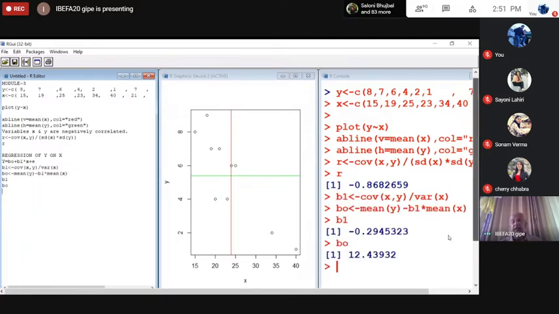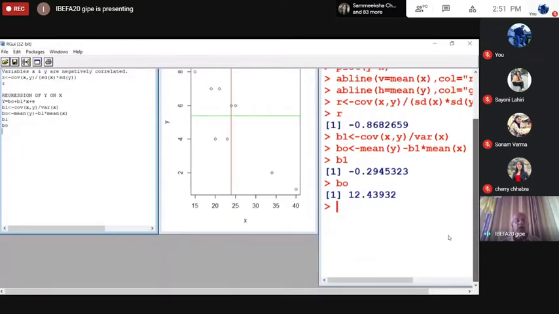I got it. So the value which I got, B1 will be negative 0.2945323 and B0 will be 12.43932.